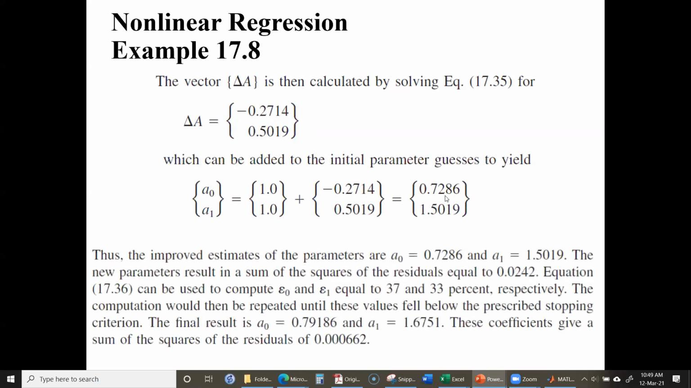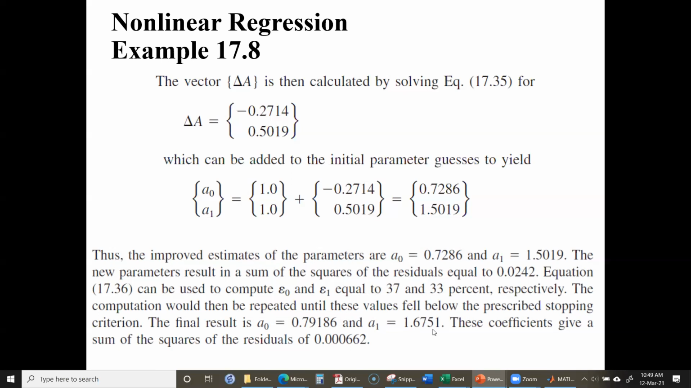And then this process will be repeated. After the second or third trial, we will get the final result as A0 equal to 0.79186 and A1 equal to 1.6751.